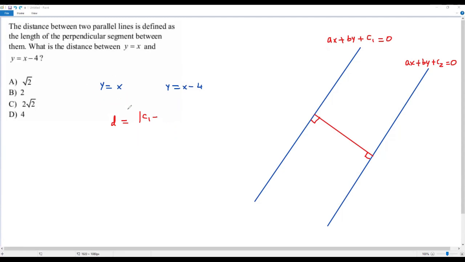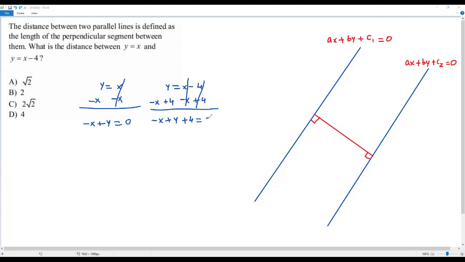But here both equations are in slope-intercept form. Now let me write each equation in general form. For that, let me subtract x from both sides of the first equation. The positive x and negative x cancel out. Then I'm getting negative x plus y equals 0. That is, we have everything on one side of the equation and the other side we have 0. Now let me do the same in the second equation. Let me subtract x from both sides and also add 4 to both sides. Then the negative 4 and positive 4 cancel out, and positive x and negative x cancel out. I am getting negative x plus y plus 4 on the left side, and on the right side we have 0.